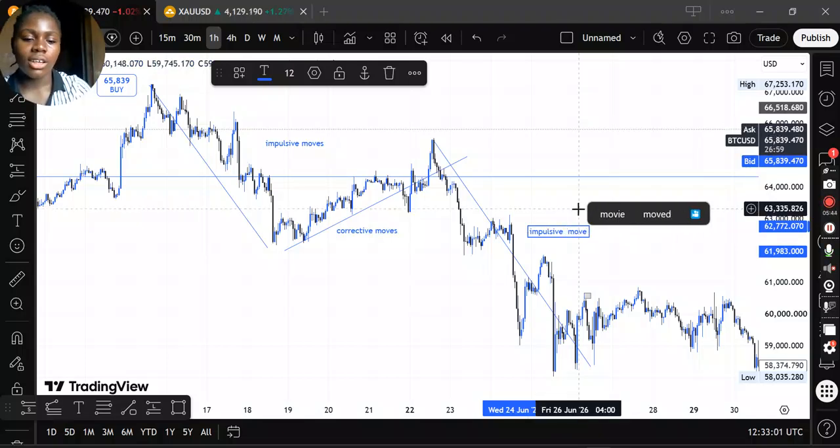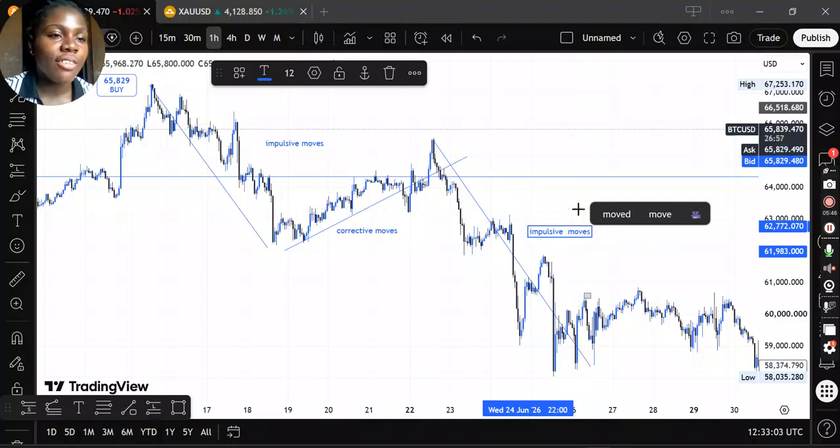So let me say it again in case I didn't say it right. On a bearish trend, for every sell, it is the impulsive move. And when it's bullish, every buy is the impulsive move. And then when it's bearish, every buy is the corrective move. So every sell when it's bearish is the impulsive move. Every buy when it's bearish is the corrective move. Every buy when it's bullish is the impulsive move. Every sell when it's bullish is the corrective move.